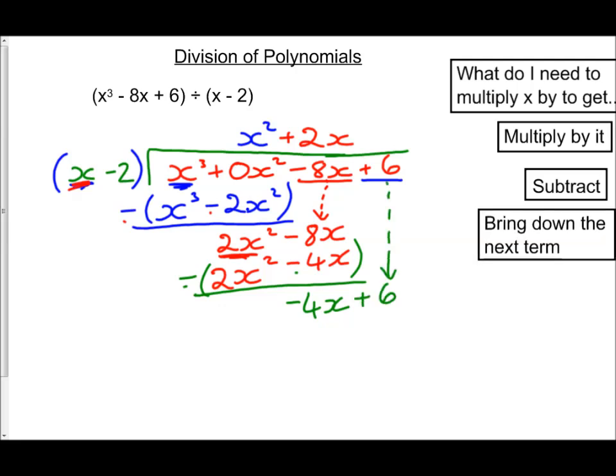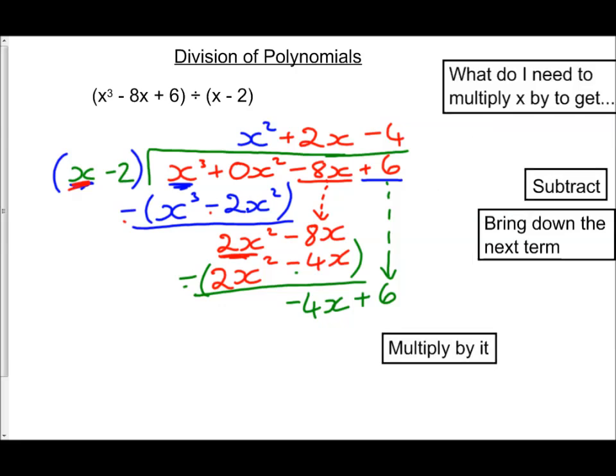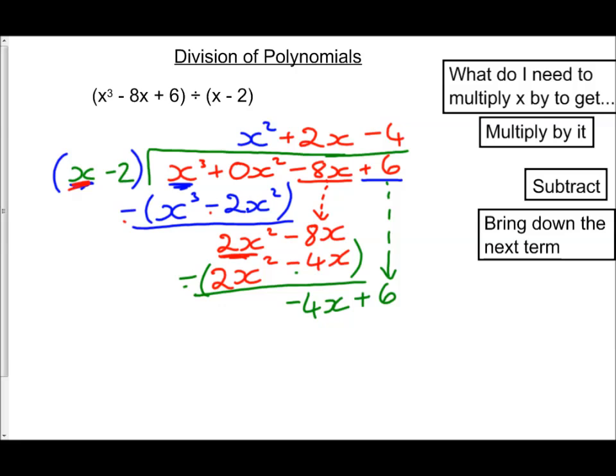And I do it one last time. What do I need to multiply x by to get? Well, I'm aiming for minus 4x, I'm starting with x, so I need to multiply by minus 4. I multiply by it, so I'm going to say x minus 2 times minus 4. X times minus 4 is minus 4x. Minus 2 times minus 4 becomes plus 8. Now I subtract. I get minus 4x minus minus 4x. My minuses become a plus. So it's minus 4x plus 4x, which is 0. And then I've got 6 minus 8. So that is minus 2.